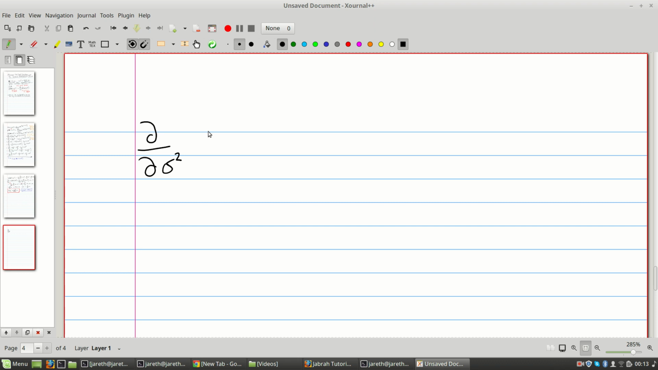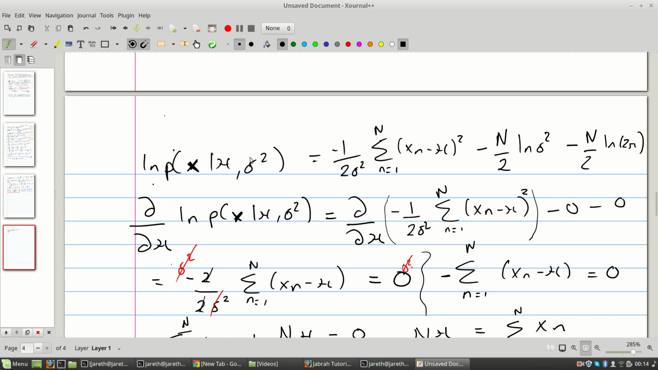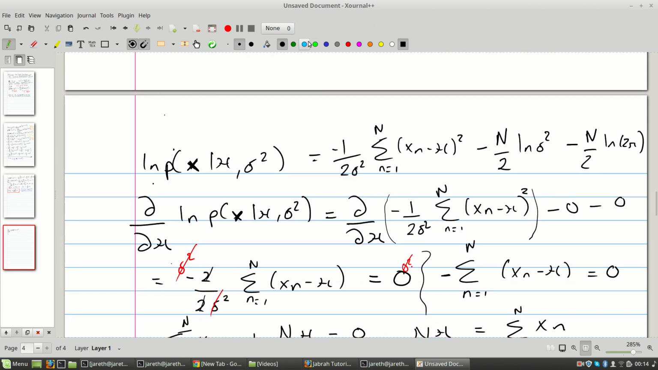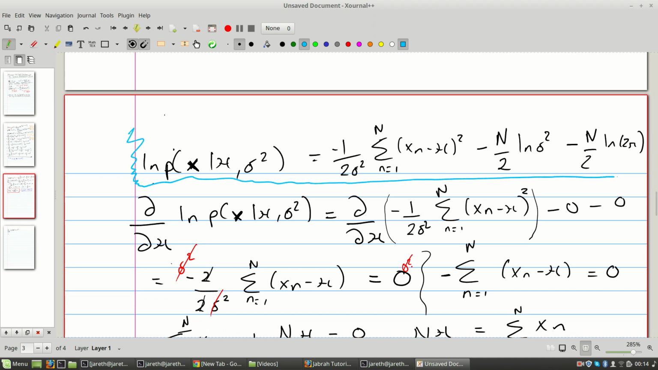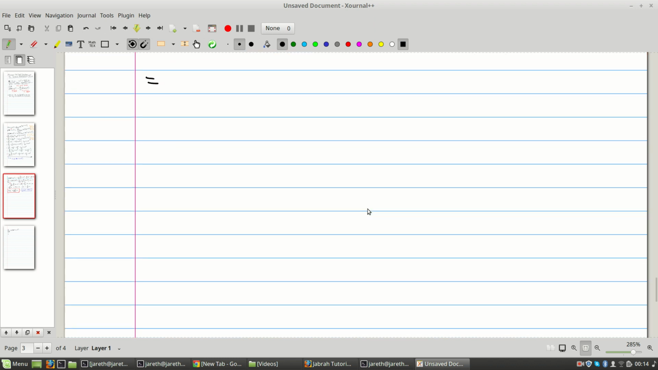So we take the derivative with respect to sigma squared of ln p of x given mu, sigma squared, right? So what is this equal to? We're using the equation we have here. So which terms here actually depend on sigma squared? The first two terms essentially. So let's just look at those terms.